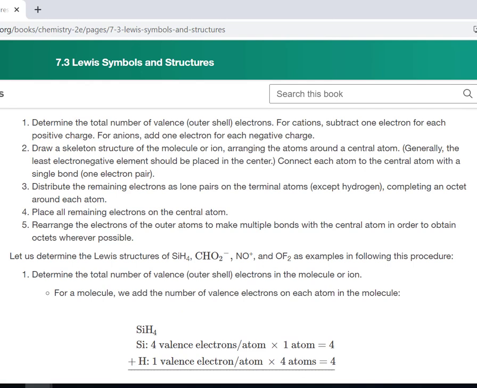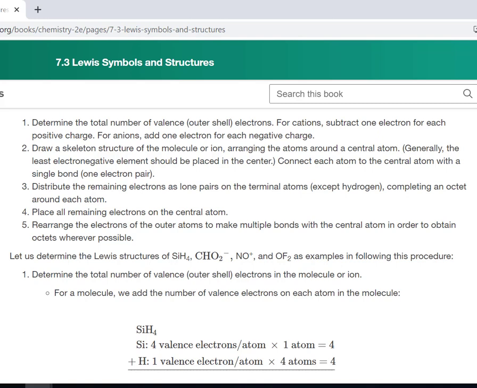So the next step says draw a skeleton structure of the molecule or ion, arranging the atoms around a central atom. What I would suggest in terms of deciding what the central atom is: if you look at the formula for the molecule, whichever atom comes first in the formula is the central atom. The exception to that is hydrogen. Hydrogen is never the central atom. So if it starts with hydrogen, don't put hydrogen in the center. If it starts with anything else, put that element in the center.